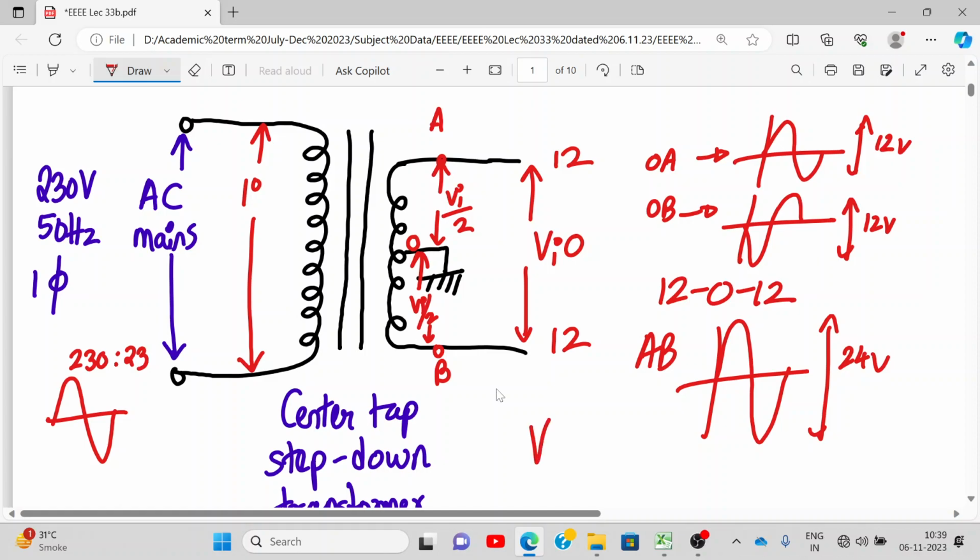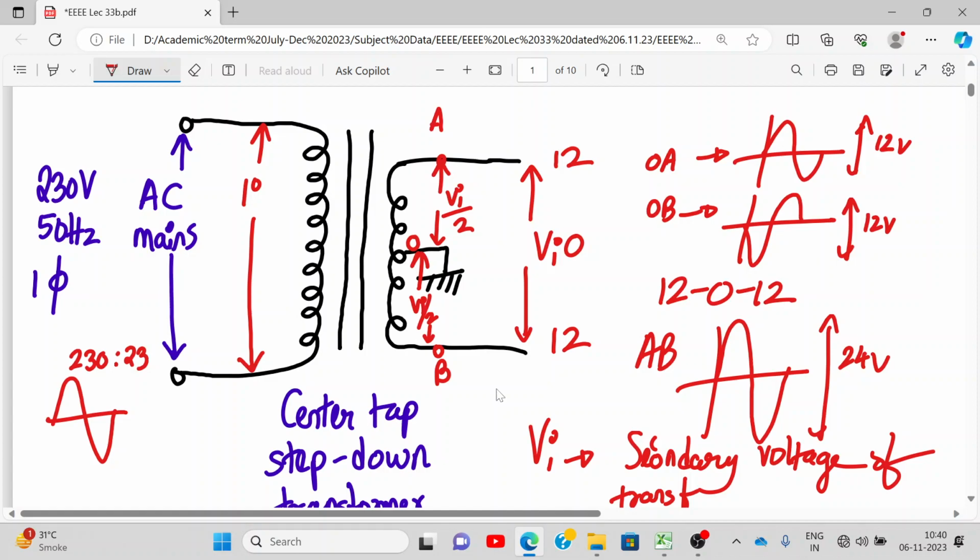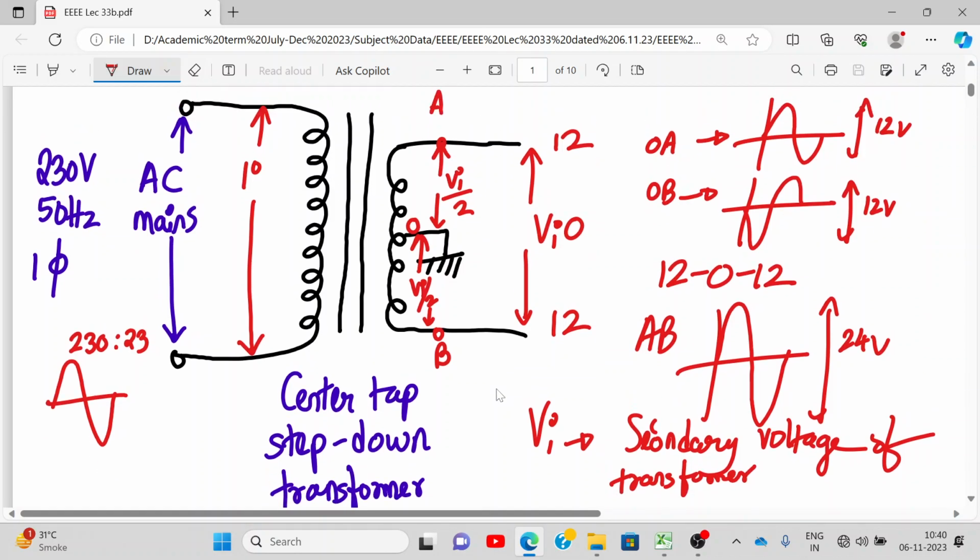Achha, what is VI called as? Secondary voltage of transformer. The entire working of the center tap rectifier is based on this principle of center tapping. Okay? Understood this concept? So I'll keep this as it is for your understanding.